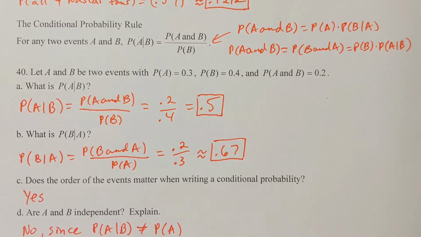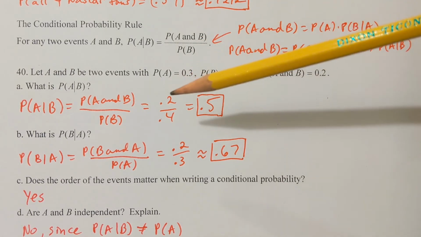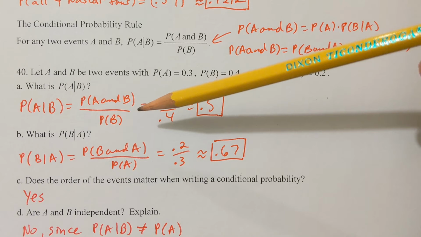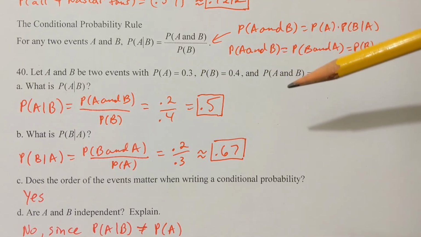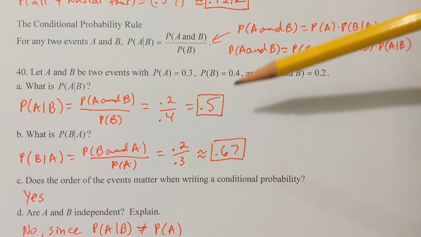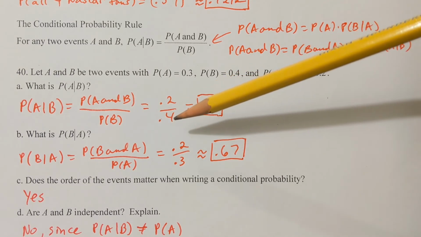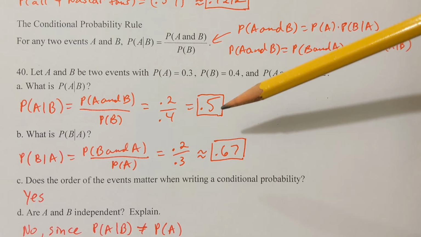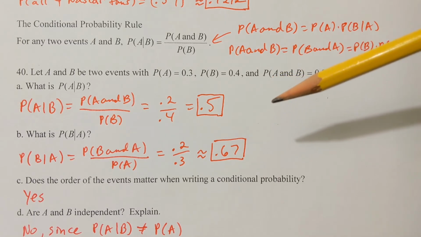The probability of A given B, I'd use the multiplication or the conditional probability rule. That's equal to the probability of A and B divided by the probability of B. Probability of A and B is 0.2. Probability of B is 0.4. So 0.2 divided by 0.4 is 0.5 or 1/2.